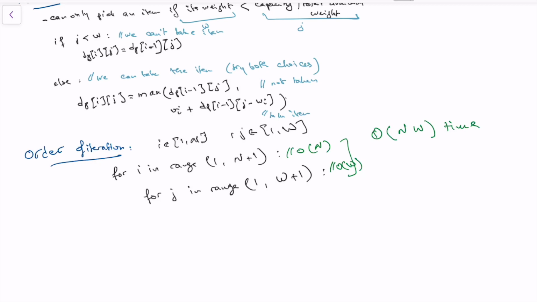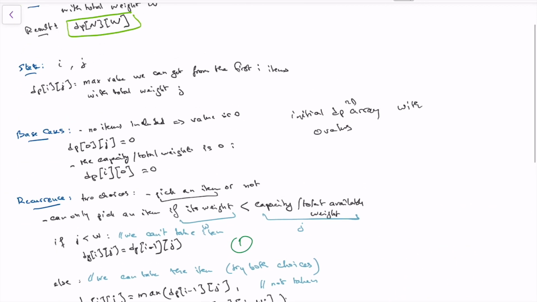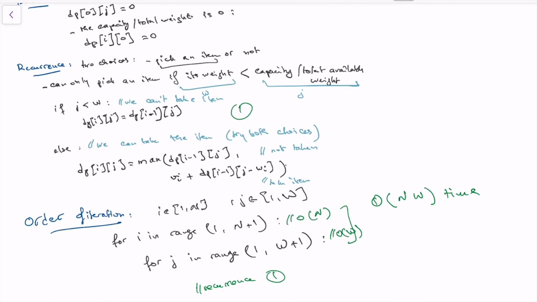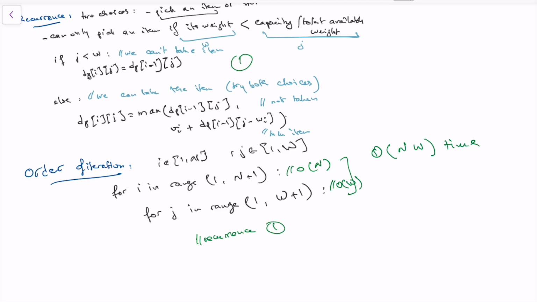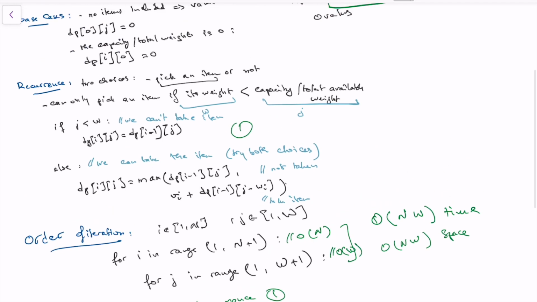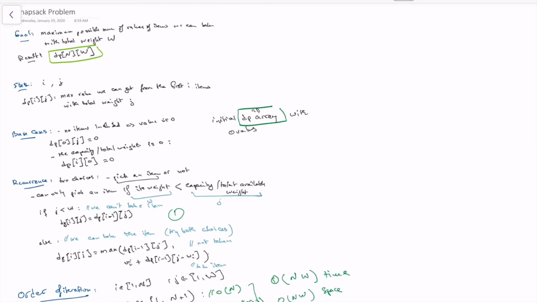Inside the loops we'll apply the recurrence relation. The space complexity is just the DP 2D array, whose dimensions are i from 0 to n and j from 0 to w. So same thing for the space complexity, it's O of n w space. Okay, so now let's write this solution, and then from there we'll see how we can retrieve the solution, not just the value, but the exact items that we took to obtain the maximum possible value.